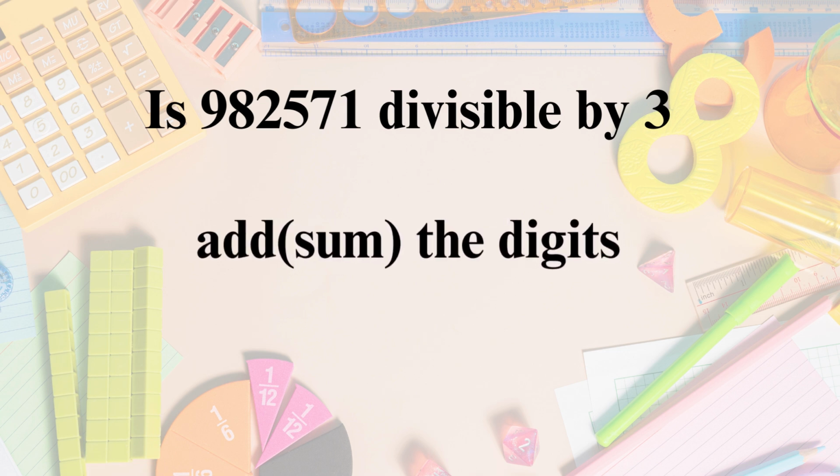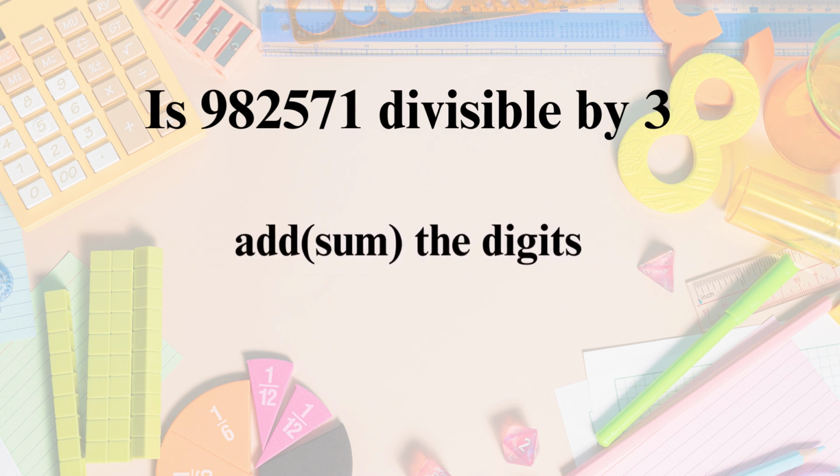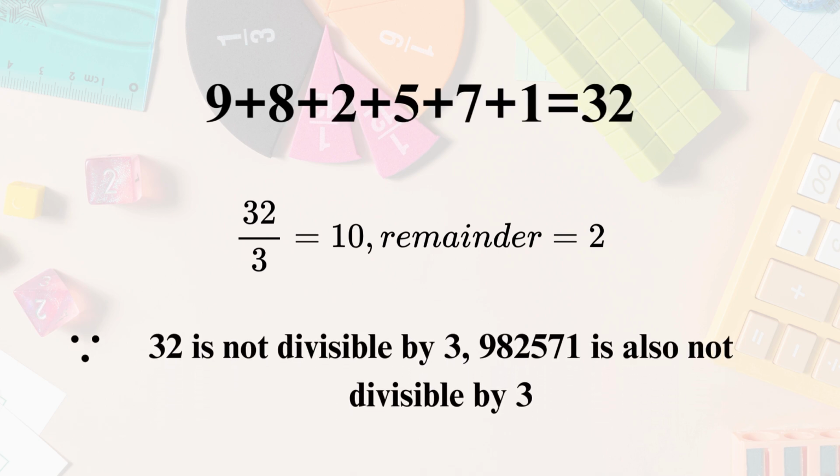Let's see one more example, 9,82,571, and we'll see if this number can be divisible by 3 or not. So according to the rule, we add all the digits, and the sum of the digits comes up to 32, and if we divide 32 by 3, there will be a remainder, which is 2. So if there is a remainder, that means the sum of the digits is not fully divisible by 3. So the number on the screen, 9,82,571, is also not divisible by 3.